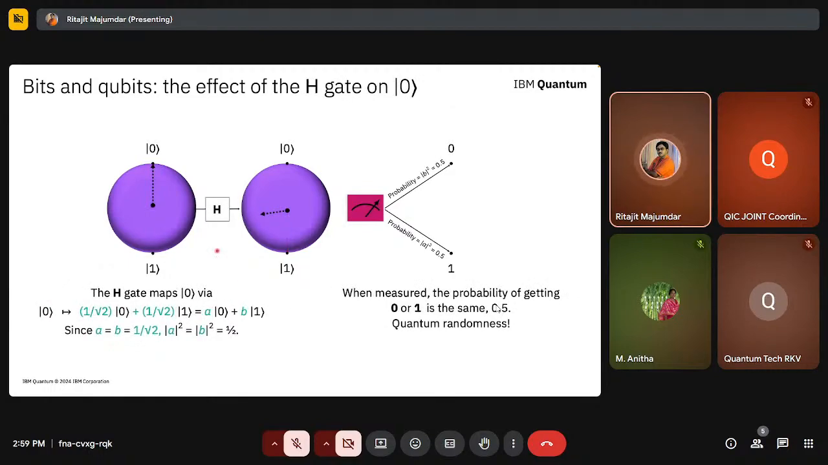We can have other gates as well. Like, you start from 0 and then you apply something called a Hadamard gate. Then when you measure, you get 0 with probability 0.5 and 1 with probability 0.5. Right? So this is how the systems evolve.